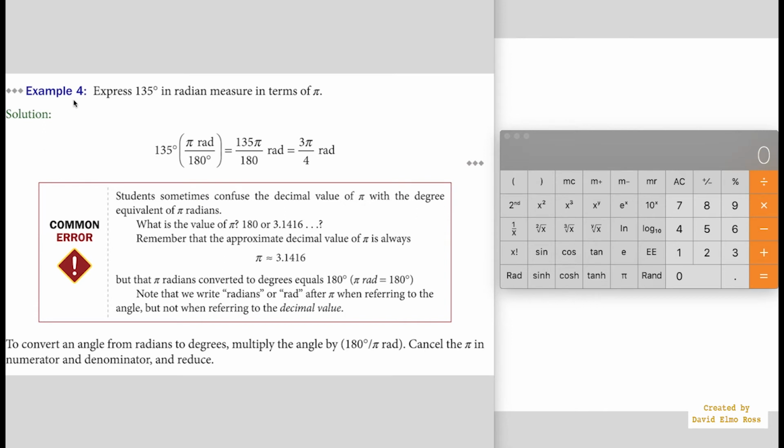Let's take a look at example 4. It says express 135 degrees in radian measure in terms of pi.